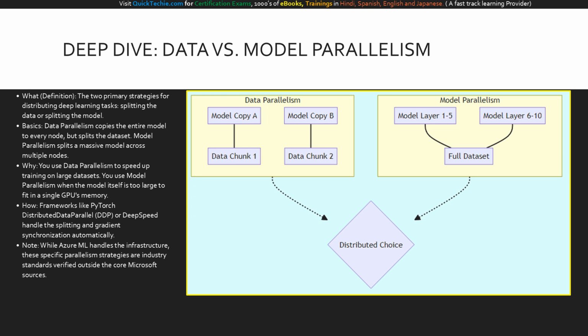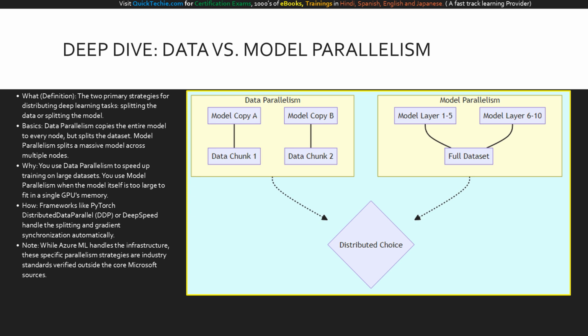On the left, data parallelism shows identical copies of the model, copy A and copy B. However, they are being fed different chunks of data. They learn independently and then average their results. On the right, model parallelism shows the opposite. The full dataset is present, but the model itself is fractured.